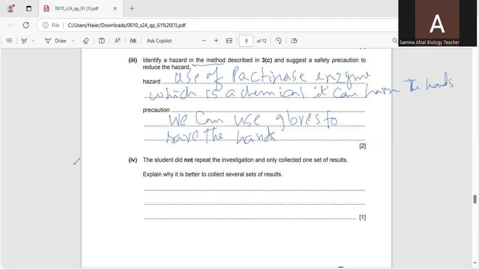The student did not repeat the investigation and only collected one set of results. Explain why it is better to collect several sets of results. Yes, it is better to collect several sets of results because it will give more accurate results. So, to get more accuracy in results or to identify anomalous values.